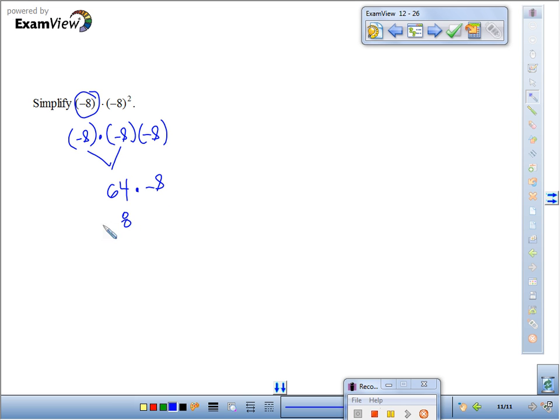So let's see. 8 times 6, that's 48, plus 3, that's 51. And one of them is a negative, so the answer is going to be a negative 512.